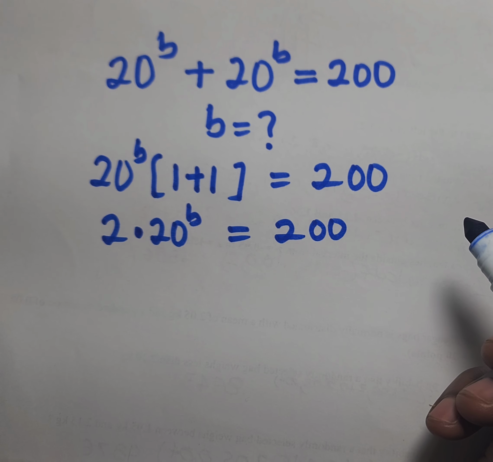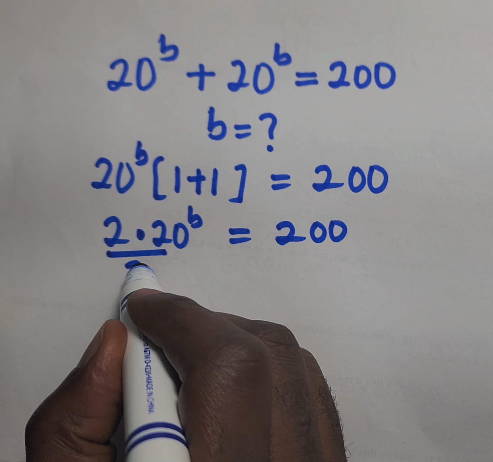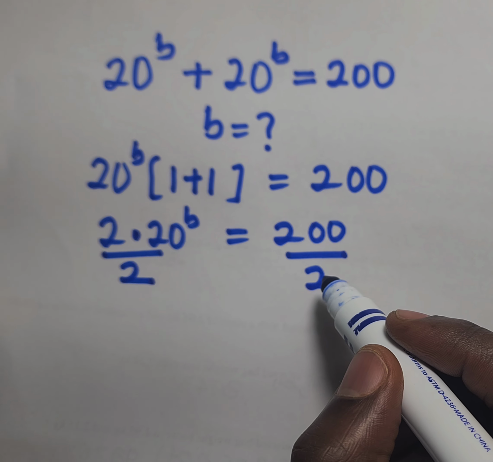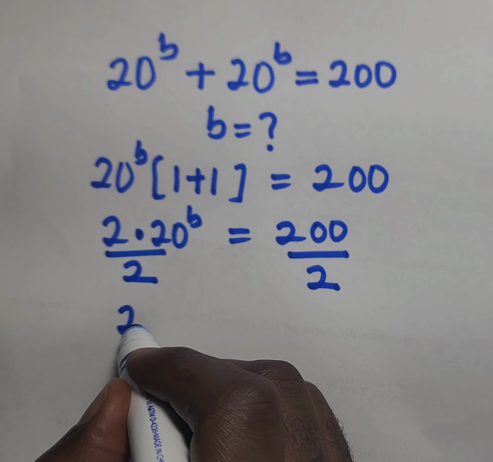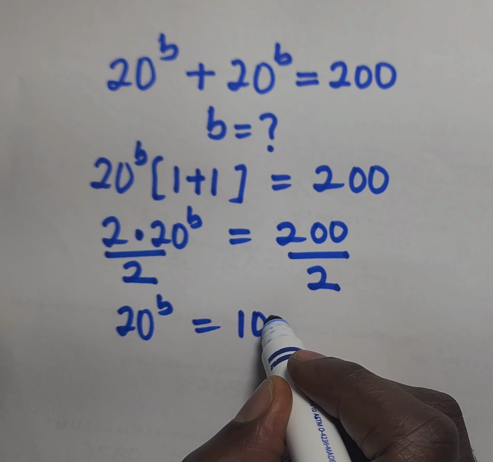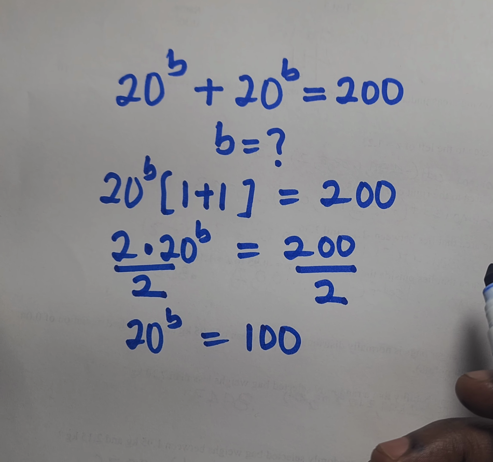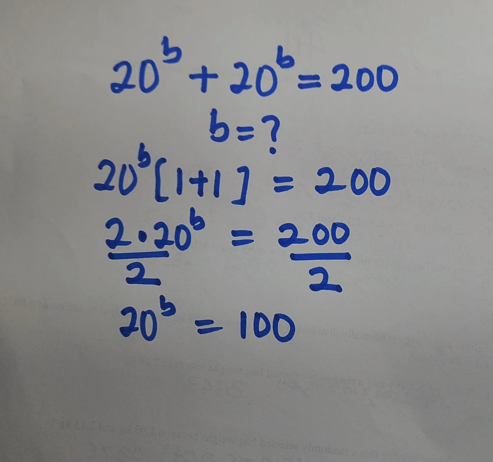And from here, you can divide both sides by 2. Here, we're going to have 20 to the power of b equals 100. Next, how do we simplify this problem? To simplify this problem, we're going to apply the rule of logarithm.